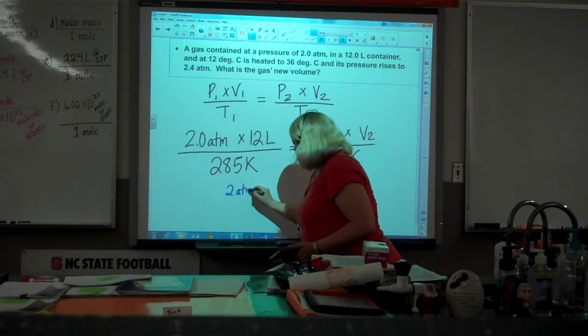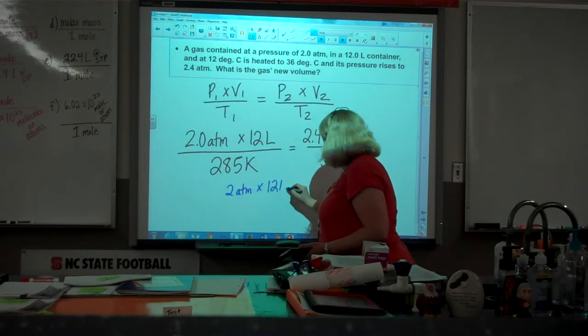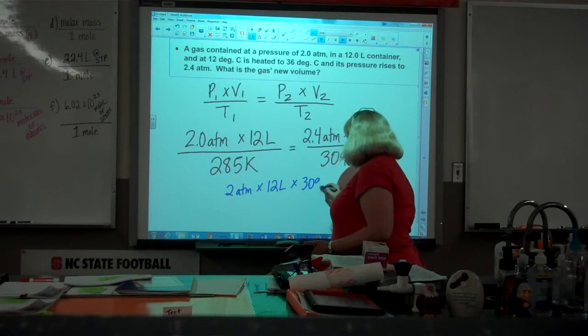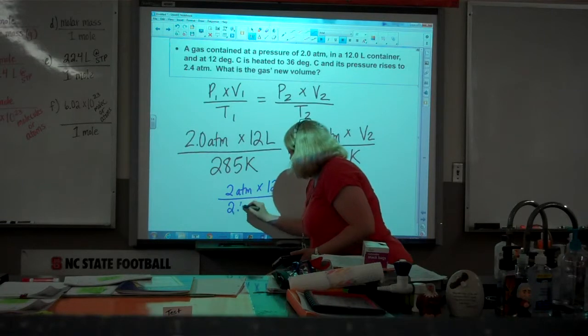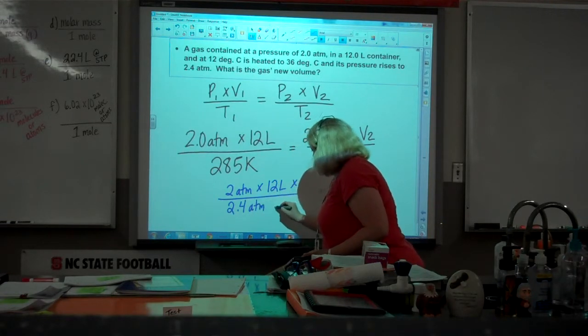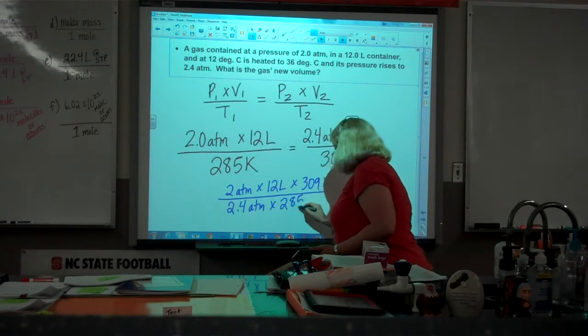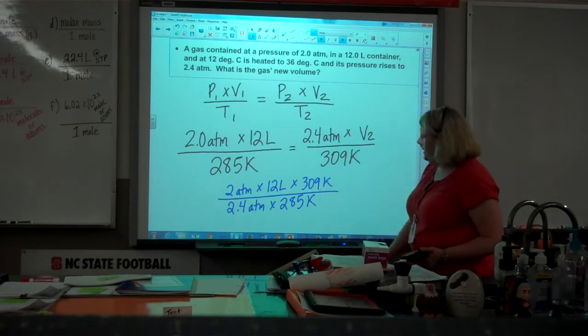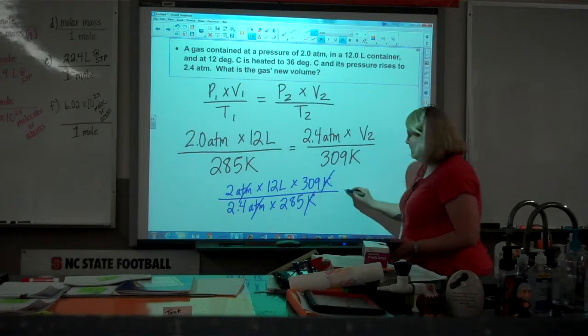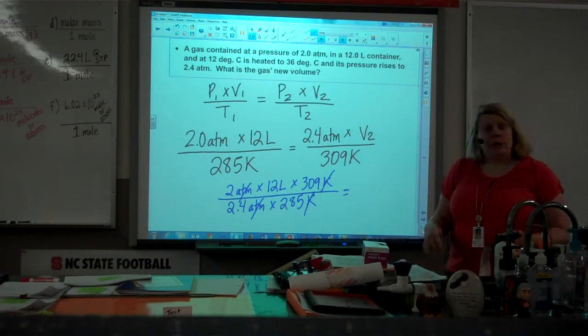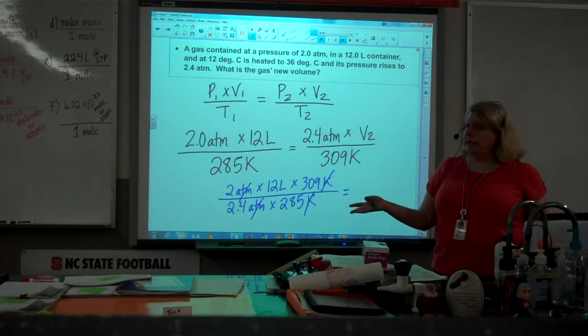2 ATMs times 12 liters times 309 Kelvin. Okay? And I'm going to divide by 2.4 atmospheres and 285 Kelvin. Okay? And so your Kelvins will cancel here, and so will your ATMs. And that'll leave you with a unit of volume, which happens to be liters.